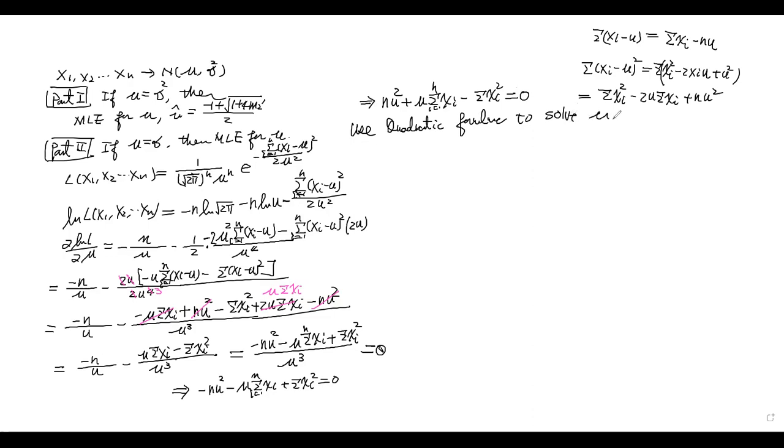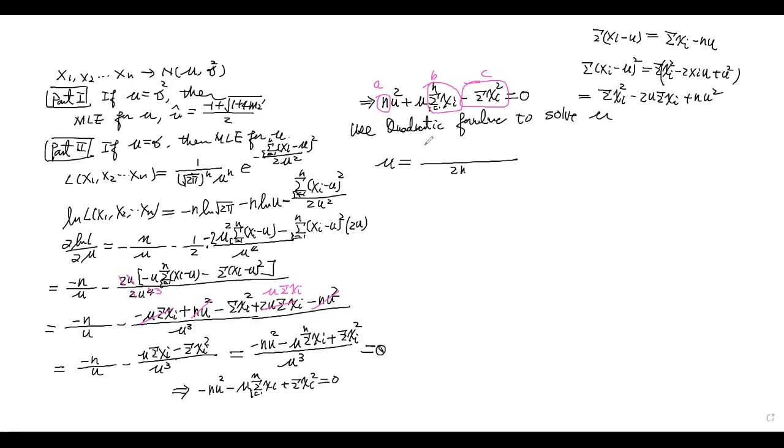To solve for mu, we treat mu as the constant. So mu is going to be, okay, 2a. This is the quadratic formula. This is going to be a, this is going to be b, and this is going to be c. So it's 2a, so it's 2n.